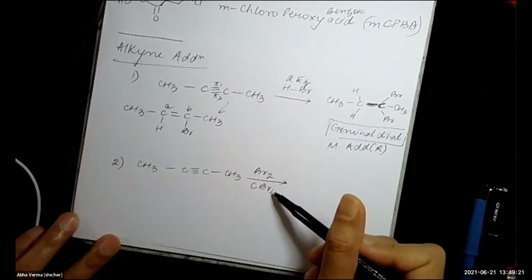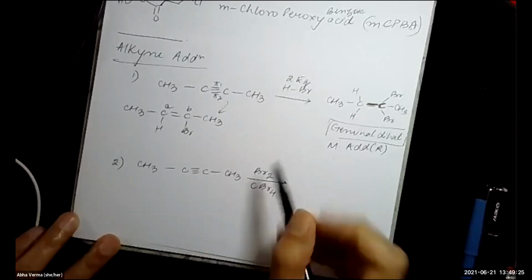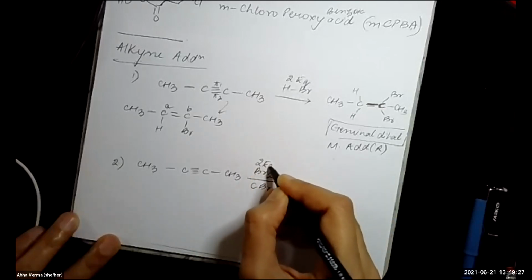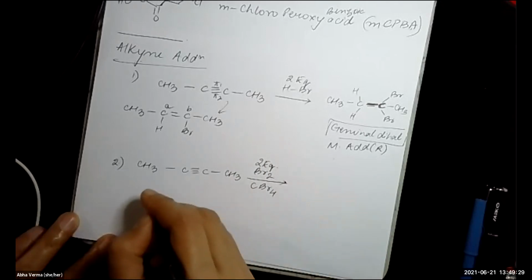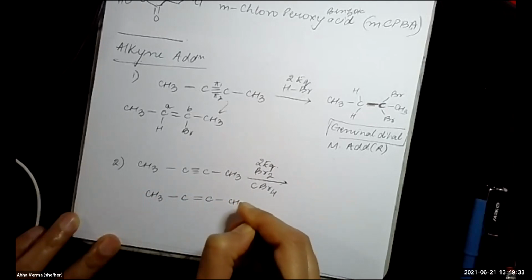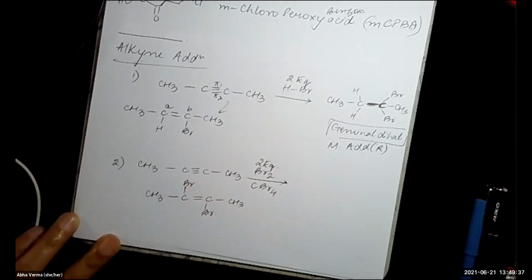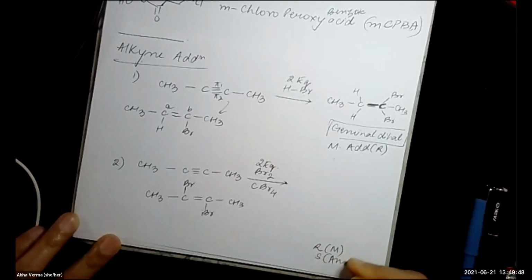It is a non-nucleophilic solvent. So I will definitely need two equivalents of Br. First, the first bromine will add, remember, anti-addition, but Markovnikov's. So regiochemistry is Markovnikov's, stereochemistry is anti.